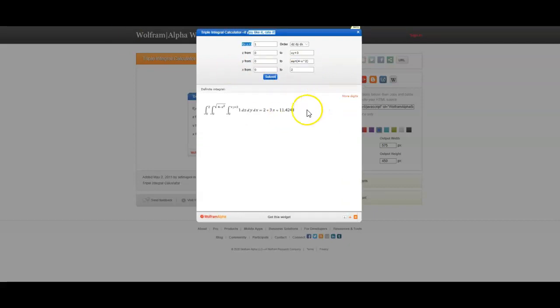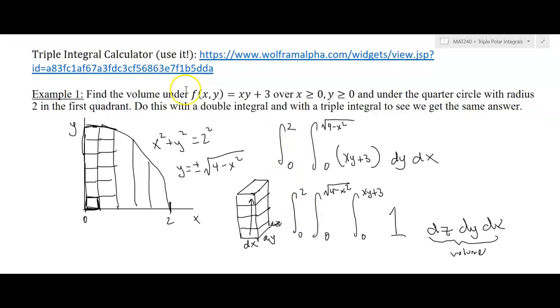If I do it with the triple integral calculator, lo and behold, we get the exact same answer. F of x, y, z, that's our function in here, which we wanted to be 1, since dz, dy, dx calculates volume already. Z goes from 0 to xy plus 3, and x and y have the same values as before. So you can see that works out quite nicely.